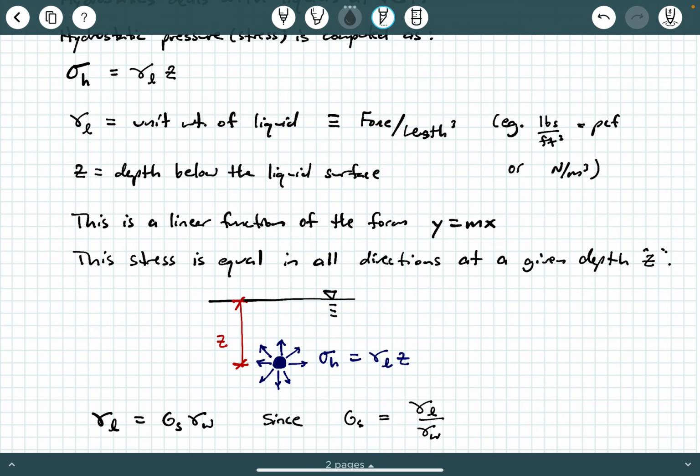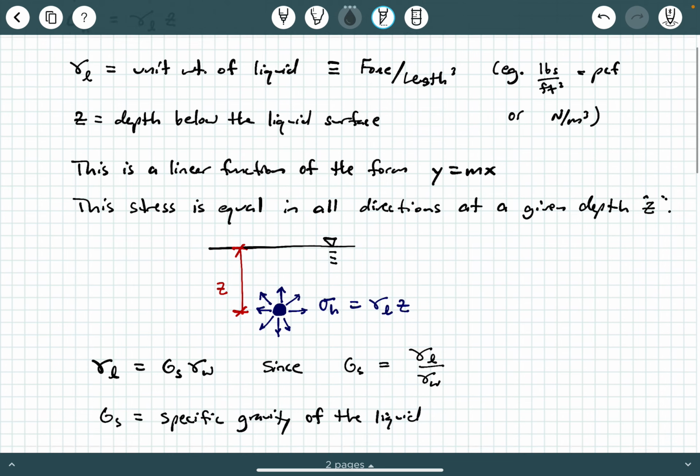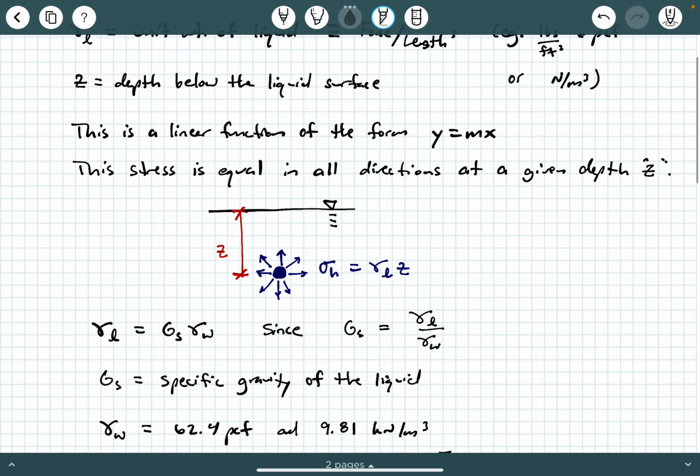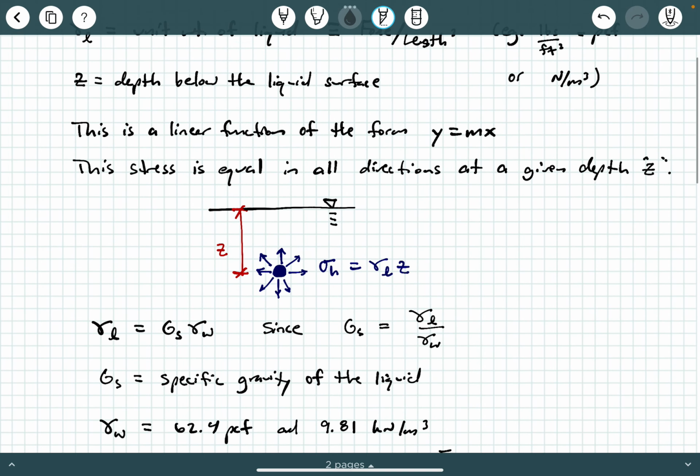Now, the next question becomes, what is this unit weight of water? Well, it depends on the system, right? So in general, in structural engineering, we express the unit weight of water in English units as 62.4 PCF and in SI units as 9.81 kilonewtons per meter cubed.